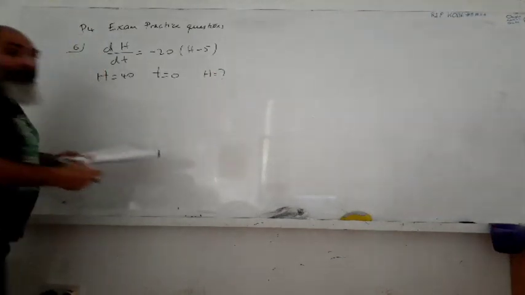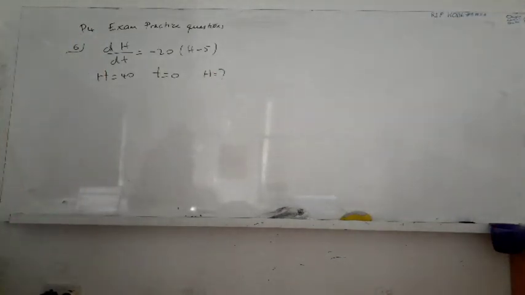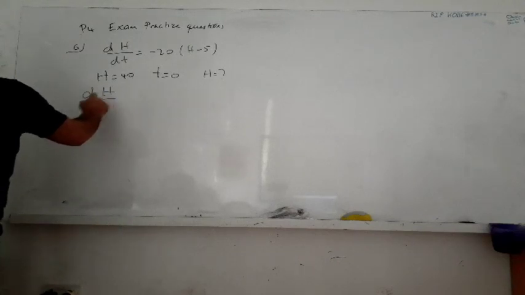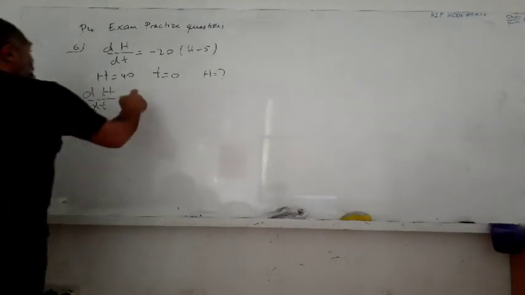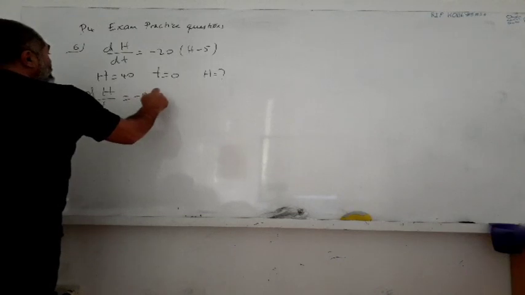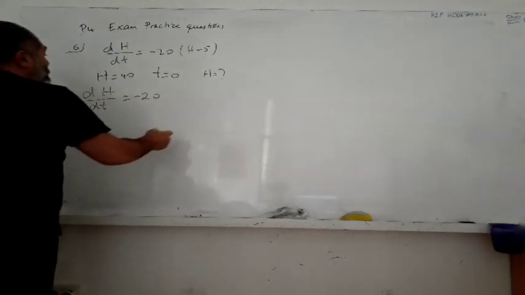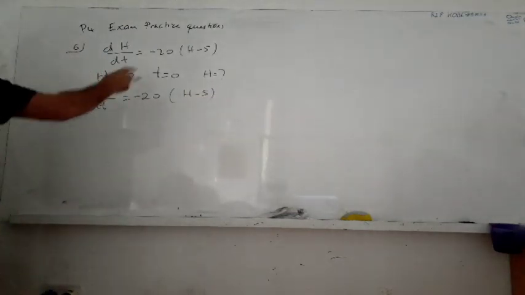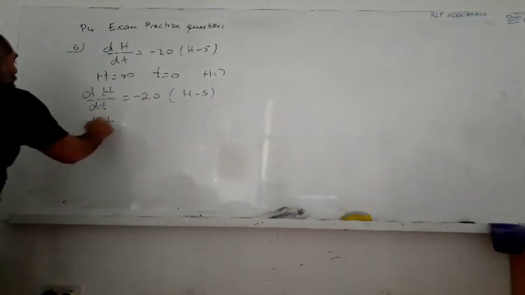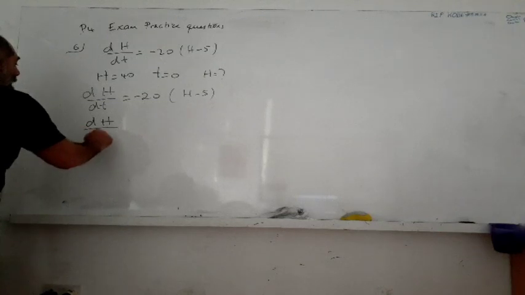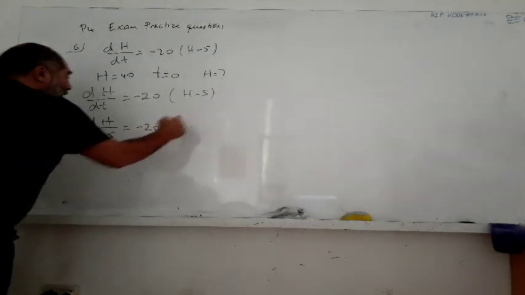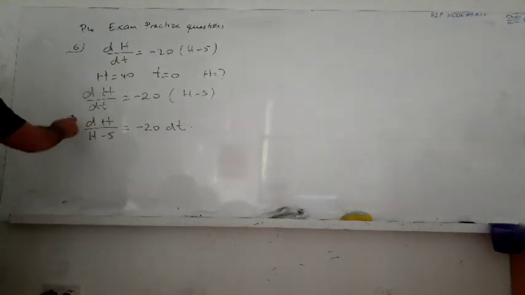So let's solve. As you see, this is a separable differential equation. dh over dt is equal to minus 20 (h minus 5). So let's separate them. dh over h minus 5 is equal to minus 20 dt. To be able to solve, we have to integrate these two.